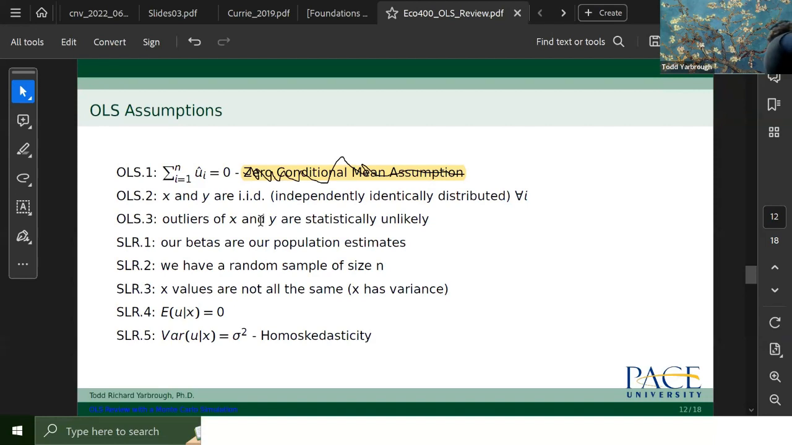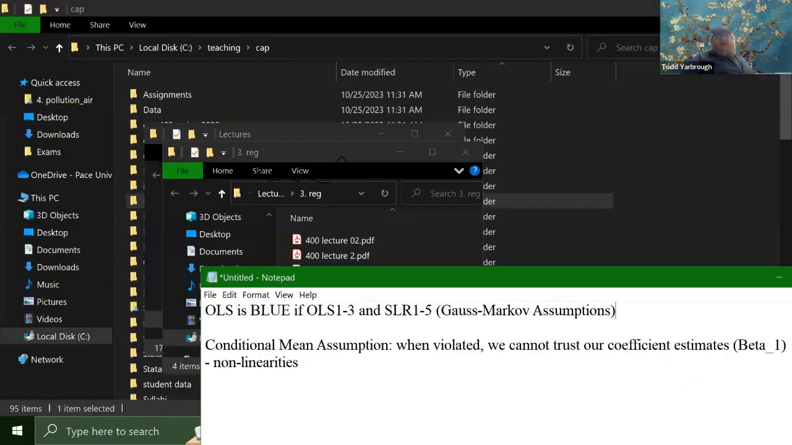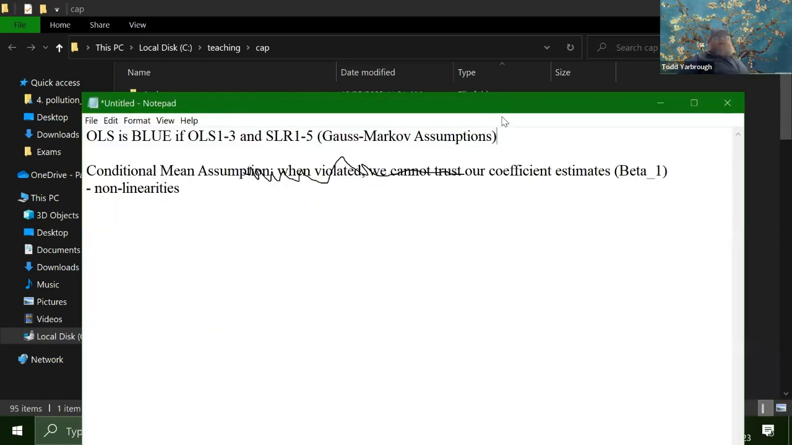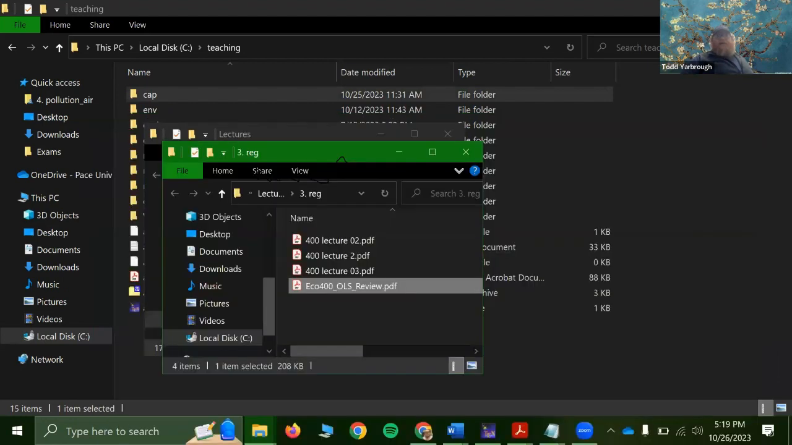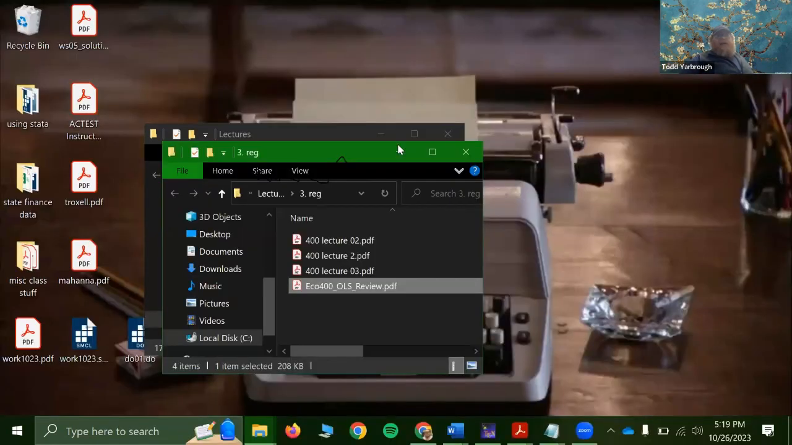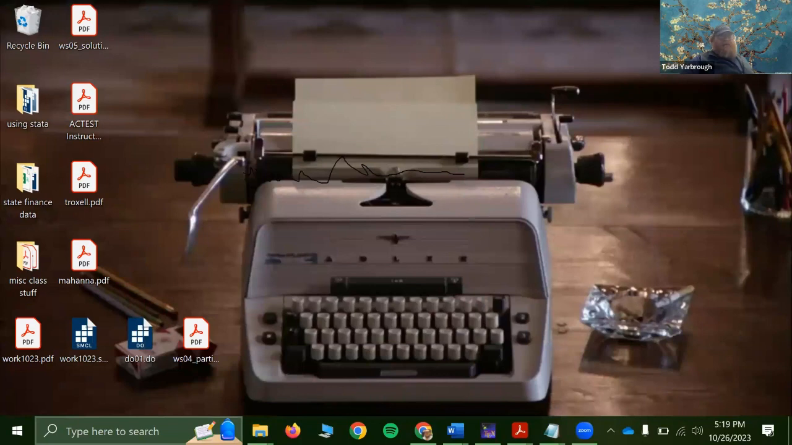And then these last two are the most important. Really, this is the most important: the conditional mean assumption. So again, what would cause us to violate the conditional mean assumption? Well, nonlinearities. So let's pull up an example in Stata, and let me show you what I mean by this.